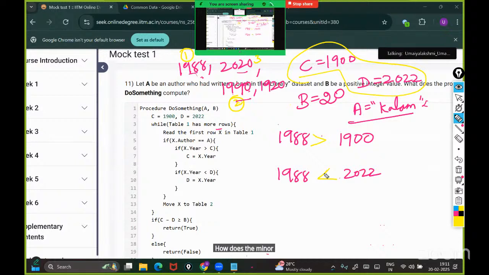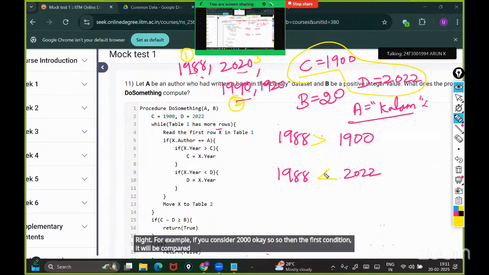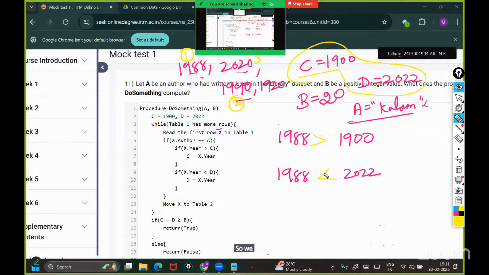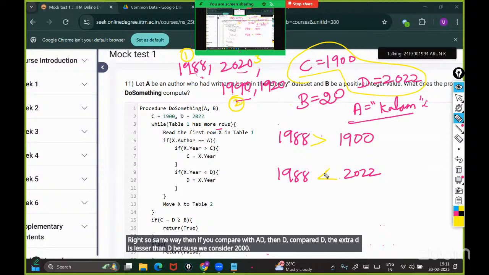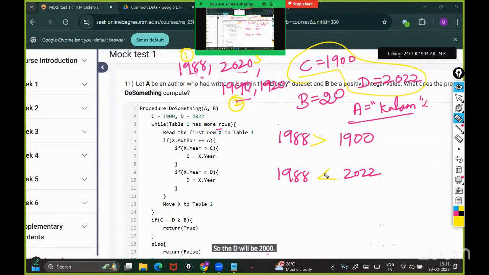For example, if you consider 2000, then the first condition will be compared. Author is the same; you just assume author is the same. Then the next if condition is x dot year is greater than C. So we considered 2000. So 2000 will be stored in C, right? Same way, if you compare with D, x dot year is lesser than D because we consider 2000. So D will be 2000, right? So the year will be the same for C and D: 2000, 2000.